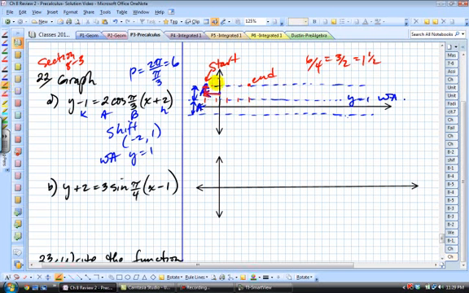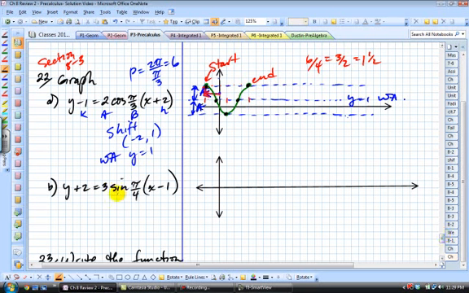So I start here, then go to the wave axis, and then down to a minimum, back up to the wave axis, and then end it. Okay, there you go. That's one period only.